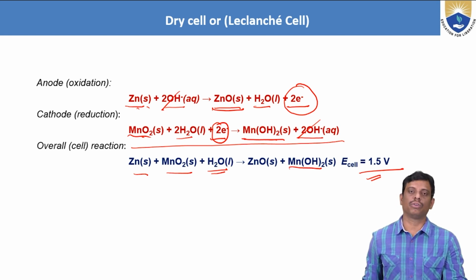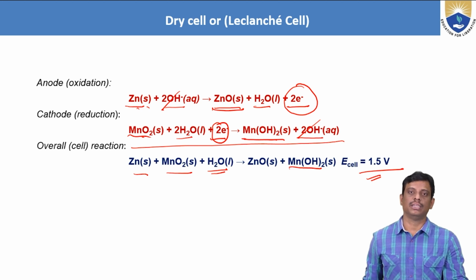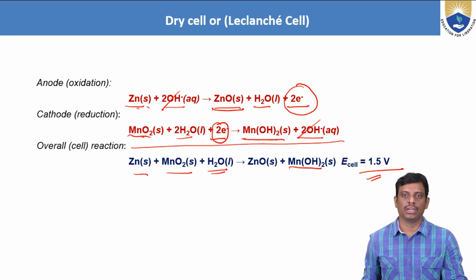Dry cell electrochemical reaction: how the electrochemical reaction happens in the dry cell. In the dry cell, the anode is zinc and the cathode is graphite. So zinc undergoes the oxidation reaction. Manganese oxide undergoes reduction at the cathode electrode, I mean at the graphite electrode.